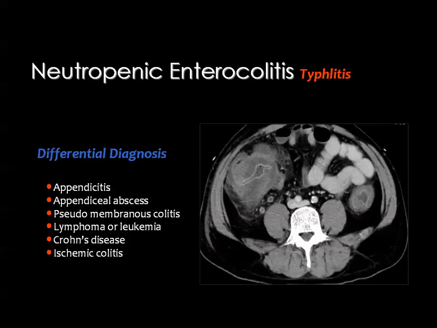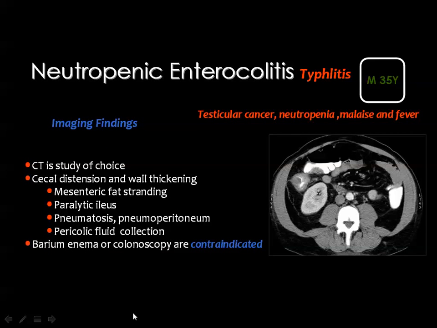clinical finding of immune suppression and neutropenia. The differential diagnosis, as I have said, will include appendicitis and appendicular abscess, localized form of pseudomembranous colitis, lymphoma and leukemia, Crohn's disease, and ischemic colitis.